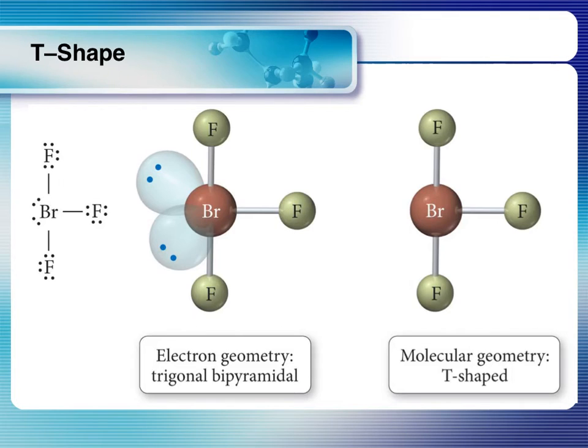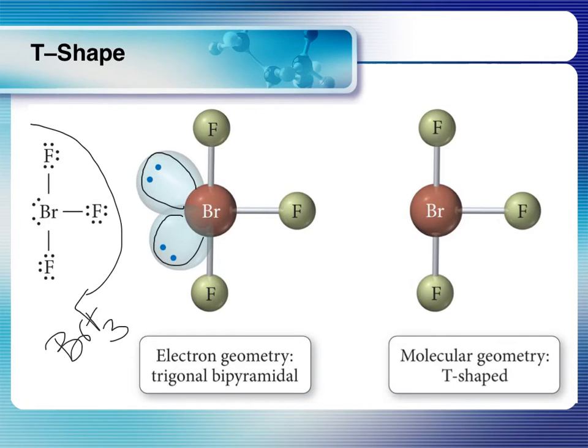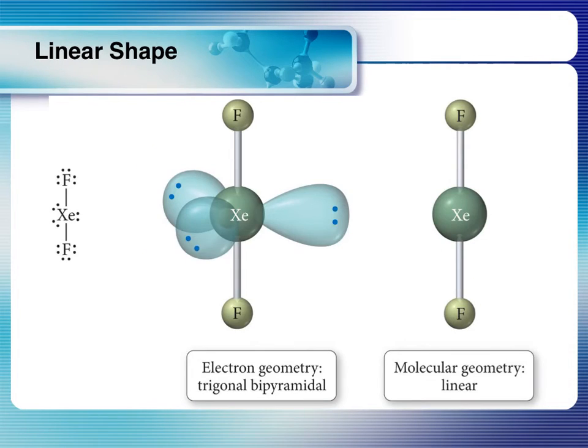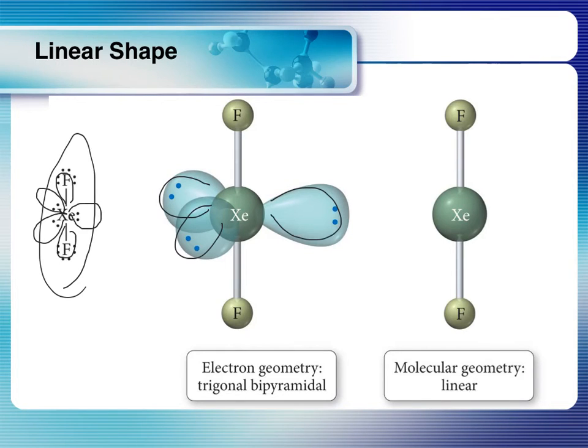Okay, now if you introduce 2 non-bonding domains, or 2 lone pairs, and here's an example of that, bromine trifluoride, you end up with a T shape. And then here's an example where you have 5 domains, 1, 2, 3, 4, 5, but 3 of those 5 domains are lone pairs. They all go in the equatorial position, and you actually end up, weirdly enough, with a linear shape.